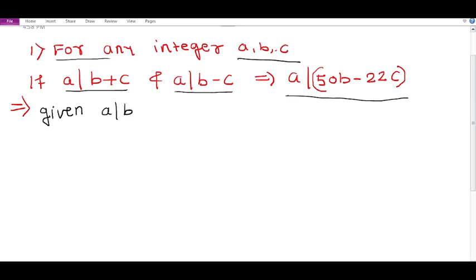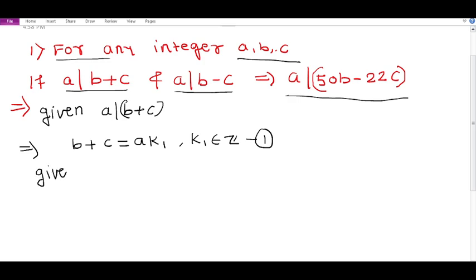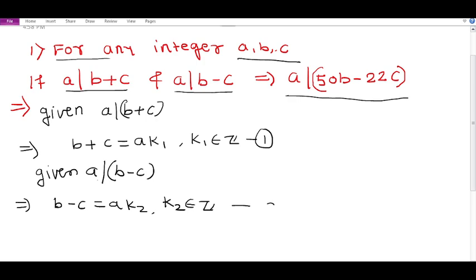a divides b plus c, so this implies b plus c is a multiple of a, say a k1 for some integer k1 belonging to Z. So this is equation number 1. Similarly, given a divides b minus c, so this implies b minus c is a multiple of a, say a times k2 for some integer k2 belonging to Z. Say this is equation number 2.